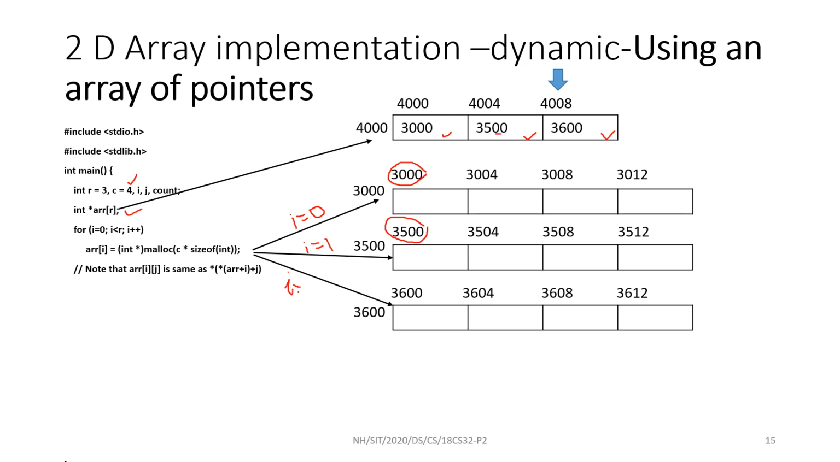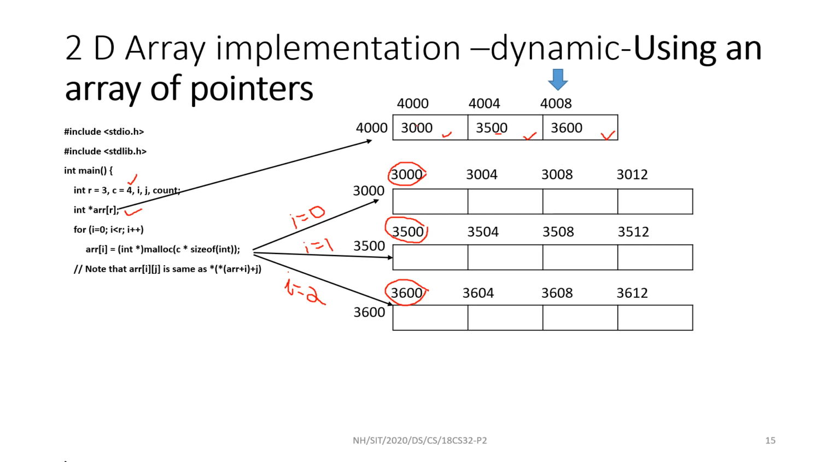In the last iteration, I is incremented to 2. Array of 2 is 3600. Another one dimensional array is created that will hold 4 elements. For that purpose, we need to allocate 16 memory locations. Why is it 16? There are 4 elements, and each element requires 4 bytes. 4 into 4, 16. 3600 to 3616 is the result, and this starting address is stored here. Okay, this is how an array of pointers is used.